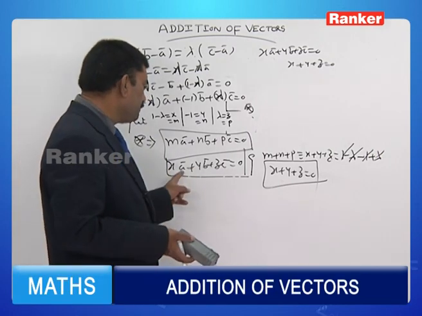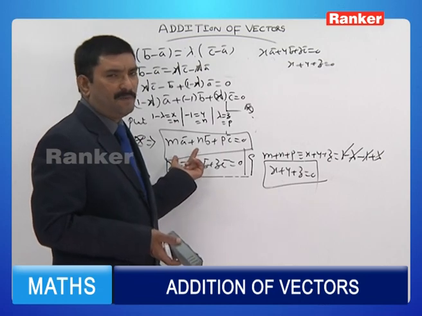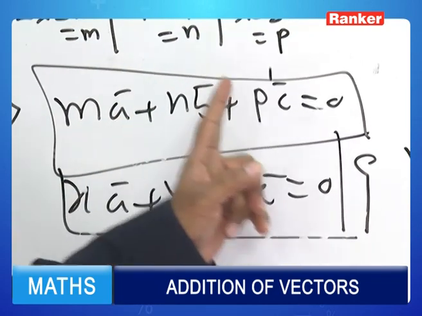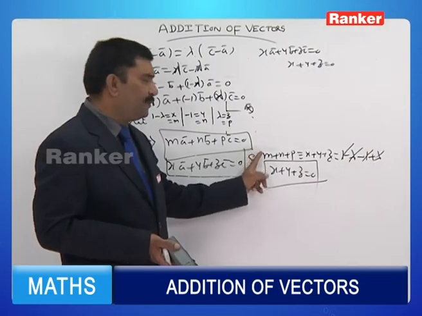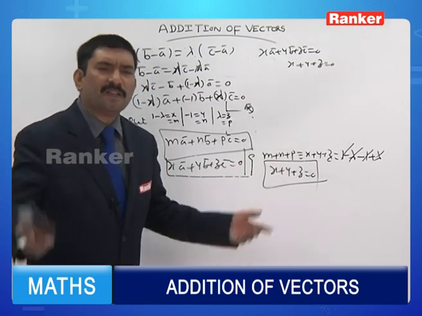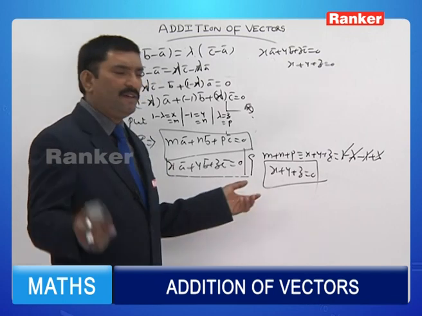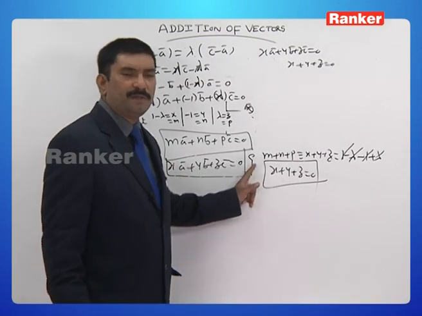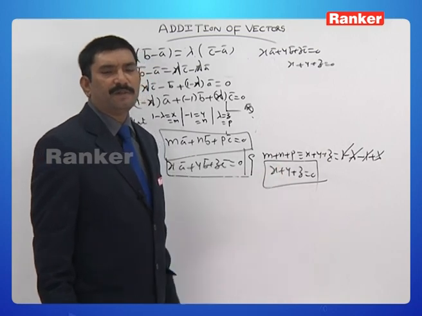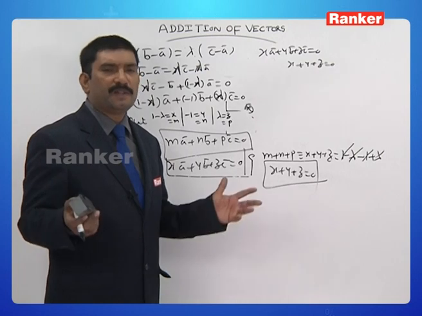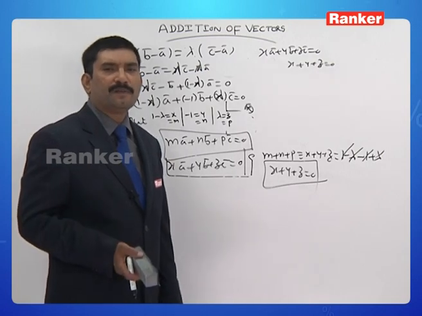And when any 3 points are collinear, we take M A bar plus N B bar plus P C bar is equal to 0, with M plus N plus P equal to 0, where M, N, P are scalars, or X, Y, Z are scalars. So X A bar plus Y B bar plus Z C bar is equal to 0, and X plus Y plus Z is equal to 0. We understood how 2 points are collinear and how 3 points are collinear.